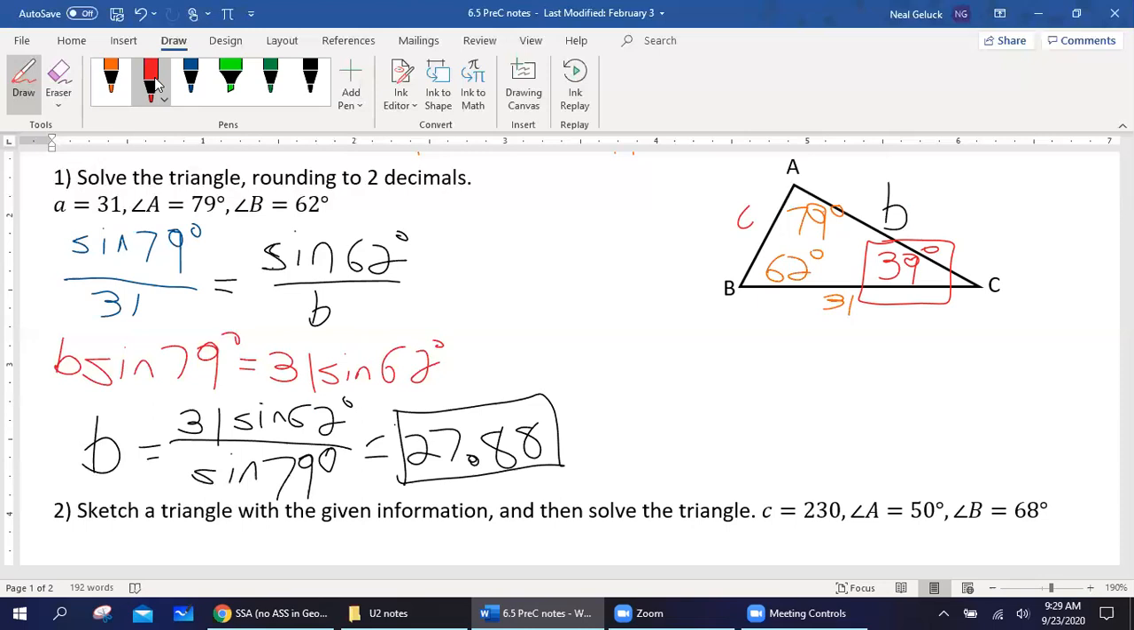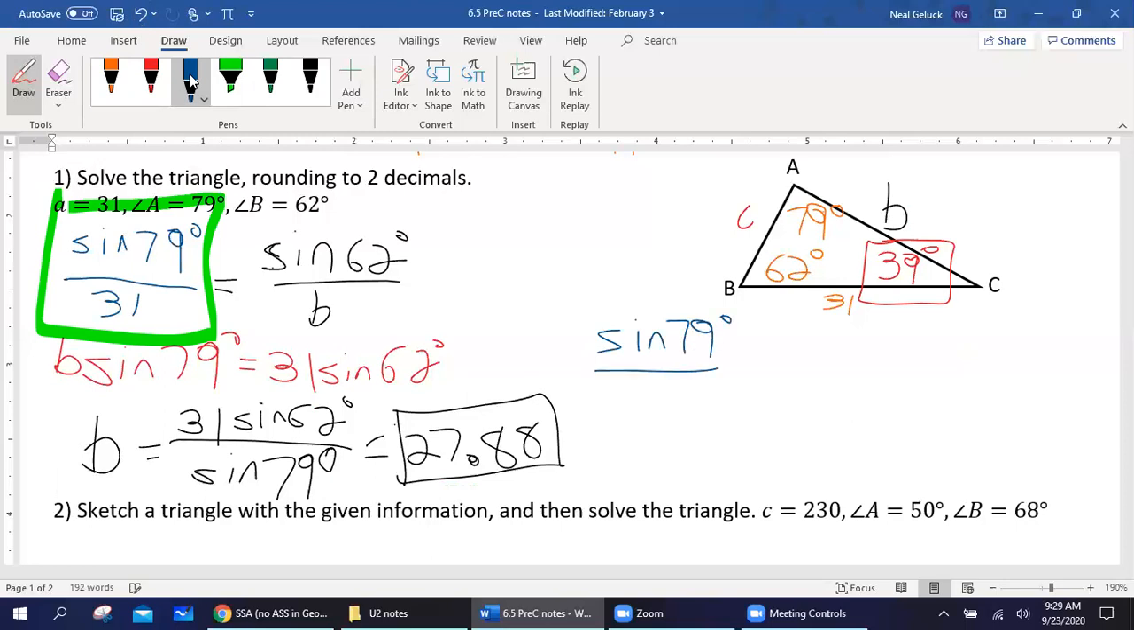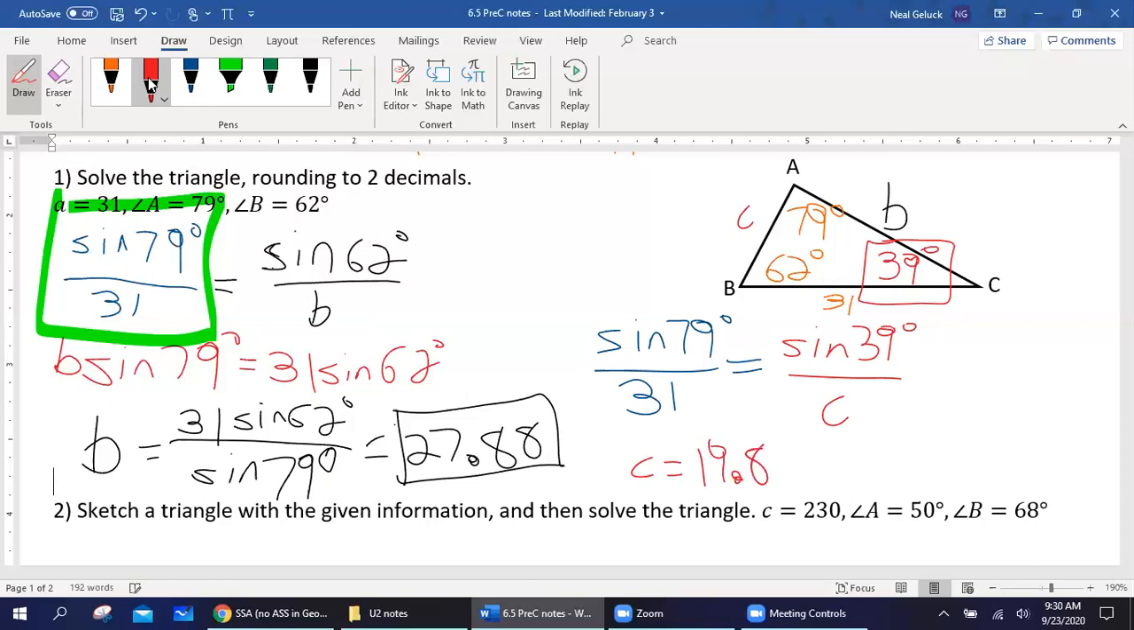I can set up another law of sines to do this. For my first ratio, I'm going to go with this one because those are exact numbers. If I use angle 62 degrees, I would be using a rounded side, and I don't like that since I rounded it, and I might be wrong anyway. So I'm going to go back to the ratio sine 79 over 31. Now I'm trying to get side c this time, so it's going to be sine 39 over c. You would do the same cross multiply and all that fun stuff, and you should end up with about 19.87.